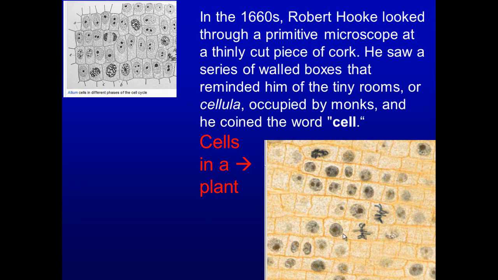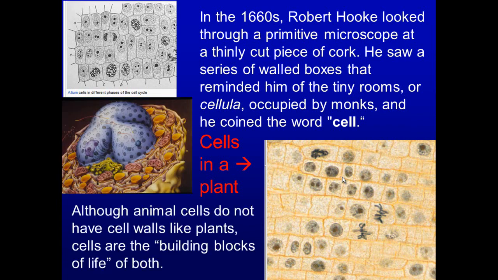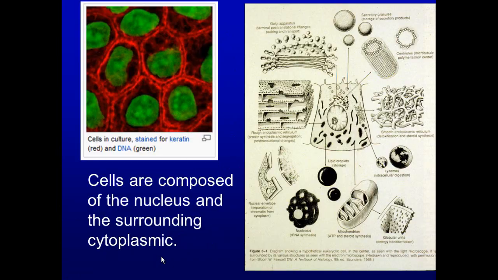Now, in 1660, Robert Hooke looked through a primitive microscope at a thin piece of cork. He saw a series of walled boxes that reminded him of tiny rooms, cella, occupied by monks. So monks lived in little tiny rooms. And then he coined the word cell from cella, the name of those tiny rooms. We can see those cells of a plant here on the right, the little boxes that he saw, which he coined as cells. Now, animal cells do not have cell walls like plants. However, cells are the building blocks of life of both plants and animals.